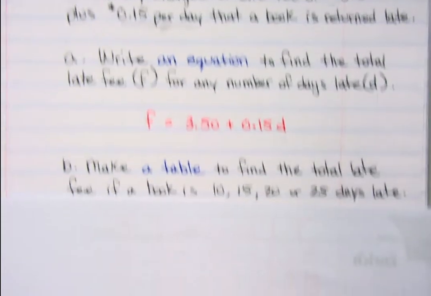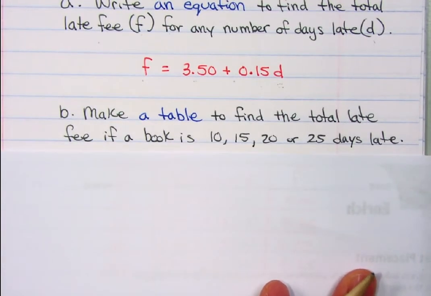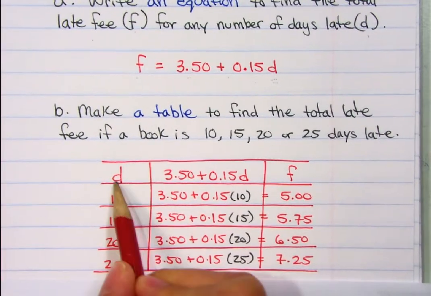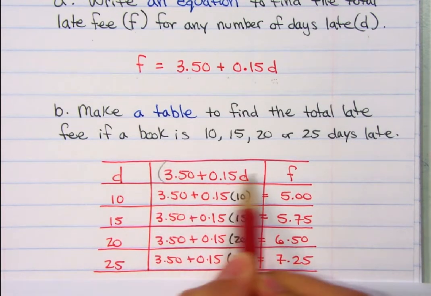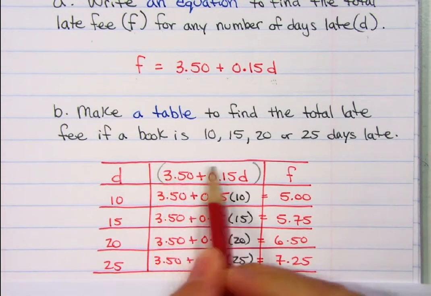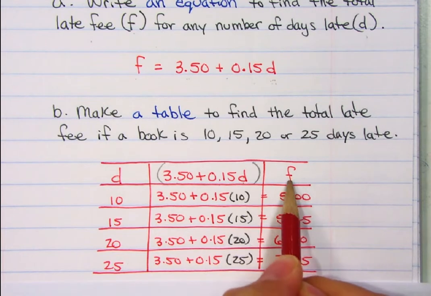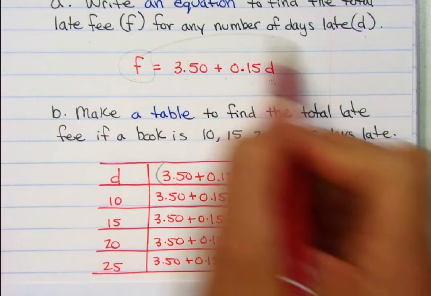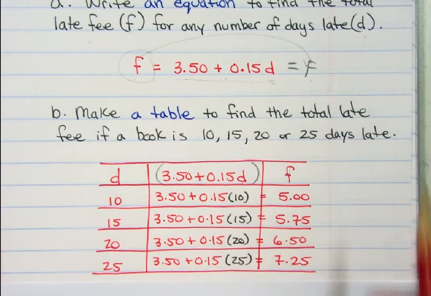Next, I want you to make a table. Find the total late fees if a book is 10, 15, 20, or 25 days late. So here I made a table. I just write on top the number of days: 10, 15, 20, 25. Here's the function or the equation I came up with, $3.50 plus 15 cents a day. And F is the late fee. This is like the equal sign. It's almost as if I'm taking this F and putting it over here and saying, I want to figure this out when I plug it in. What is the late fee?